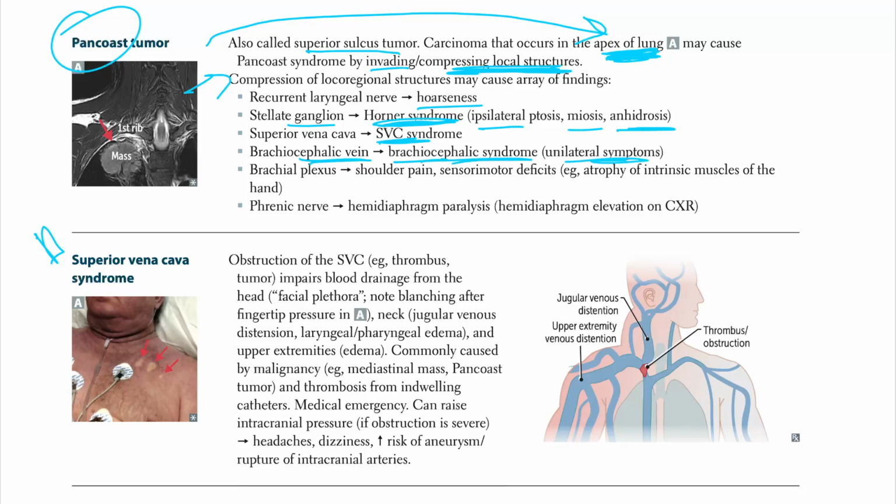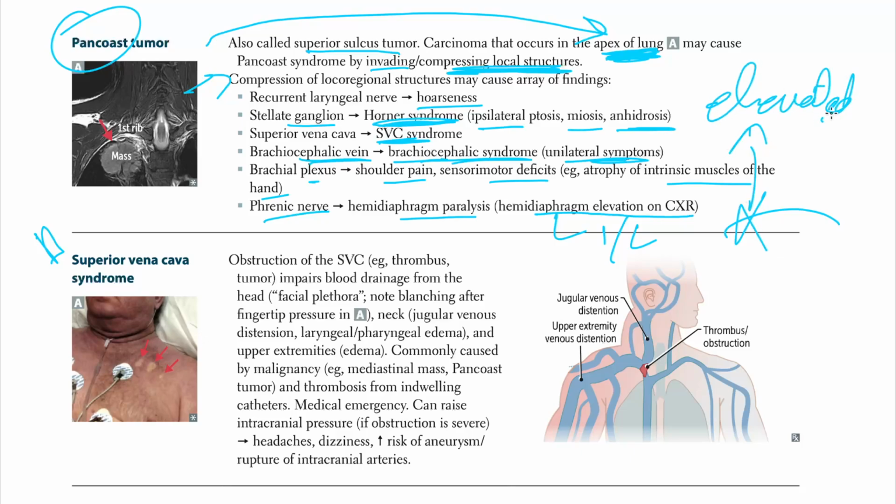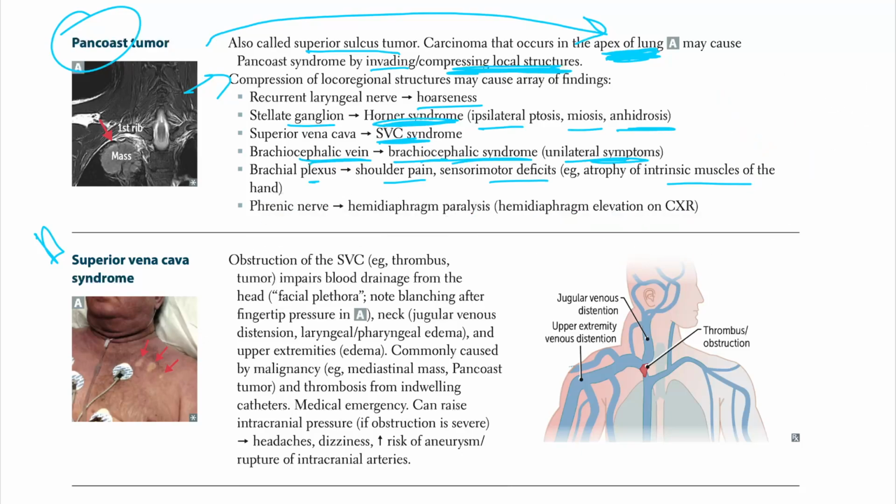Okay, now brachial plexus, if you block it, you already have shoulder pain, sensory motor deficits, atrophy of the intrinsic muscles of the hand. Phrenic nerve damage is called hemidiaphragmatic paralysis, with hemidiaphragm elevation on the x-ray. The high yield point here is there's an ipsilateral hemidiaphragm elevation, meaning whichever side you damage, that damaged side will be elevated on the chest x-ray.